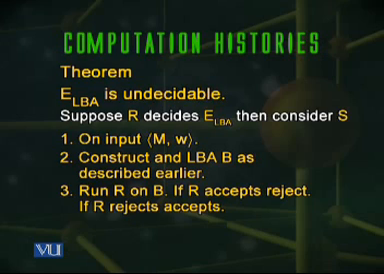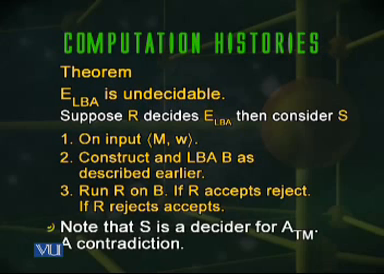On the other hand, if R rejects, then the language of B is non-empty, which means m accepts w and S can accept. So S is going to be a decider for ATM, which is a contradiction, and that shows that ELBA is also undecidable. As you can see, the emptiness problem for linear bounded automata is a difficult question. It is undecidable. You cannot make a Turing machine which can analyze a linear bounded automaton and tell you whether it accepts the empty language or not.